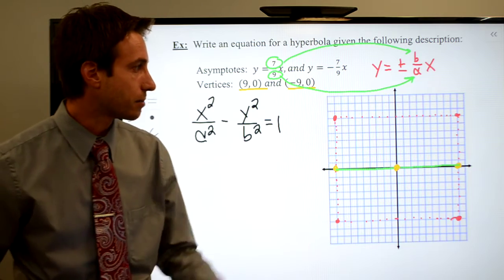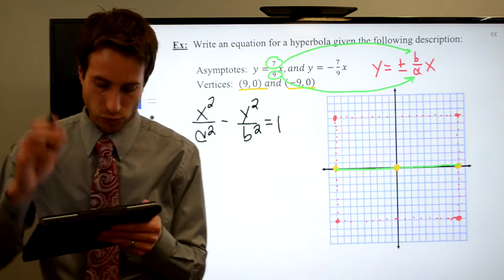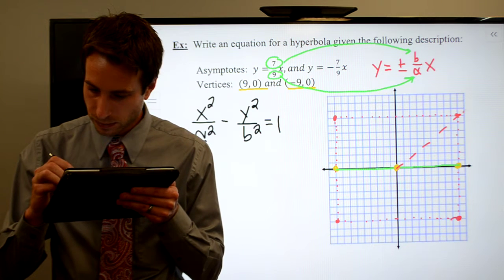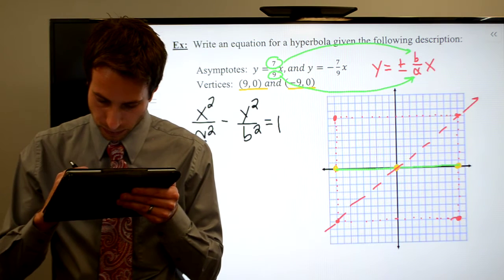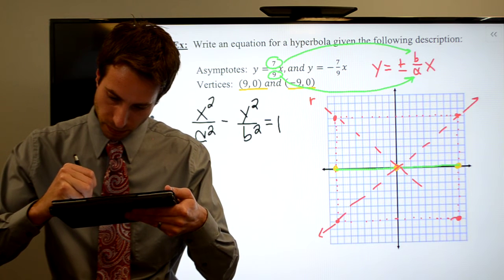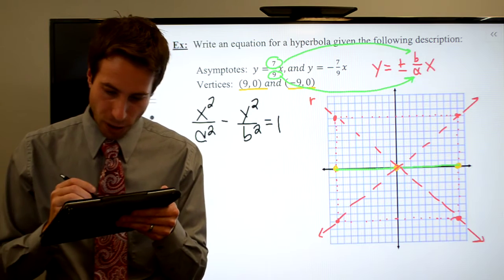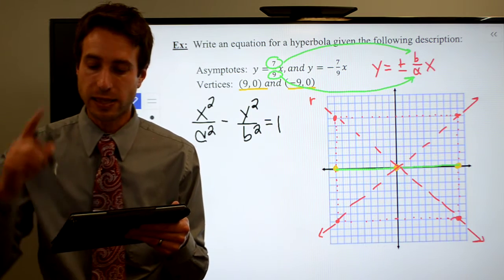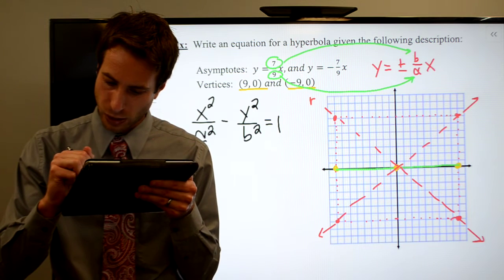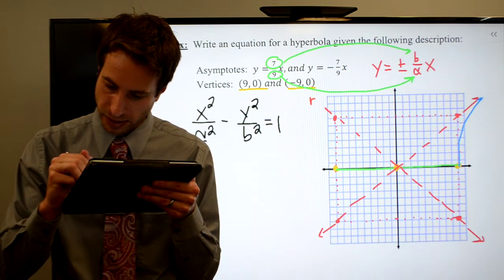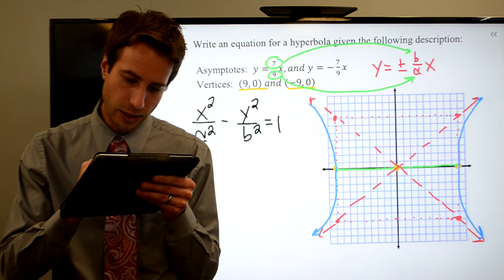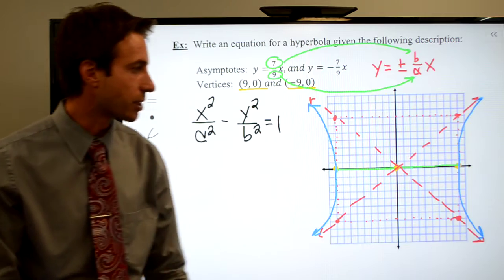I draw my asymptotes through the box. Goes through the corners of the box. My hyperbola has to go through the vertices without touching the asymptotes. And again, this one doesn't really fit quite so well, but it's going to look something like that. My graph's not quite big enough, but you kind of get the idea. It'll look something like that.